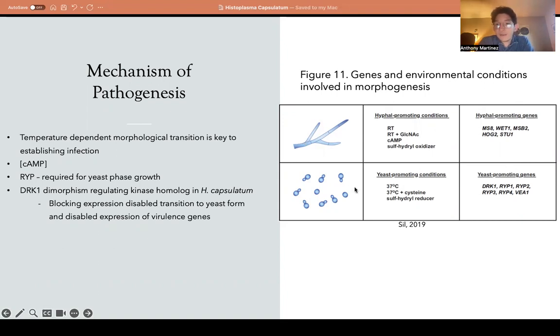The genes that are interesting for actual morphogenesis are DRK1 and these RYP genes. DRK1 stands for dimorphism regulating kinase, and is a homolog of this gene found in H. capsulatum. Blocking the expression of this gene in H. capsulatum actually disabled the transition from the hyphal form to yeast, and that also disabled the expression of associated virulence genes. And then, of course, the promoting conditions themselves are 37 degrees Celsius, in this case a sulfhydryl reducer, and the presence of cysteine. Cyclic AMP levels in the 70s in a paper were also associated with transducing the signal. But without these genes, DRK1 and the RYP genes, you not only don't get a transition from the hyphal form to the yeast form, but you also don't get expression of the virulence genes associated with the yeast form. So these are really, really important and key.